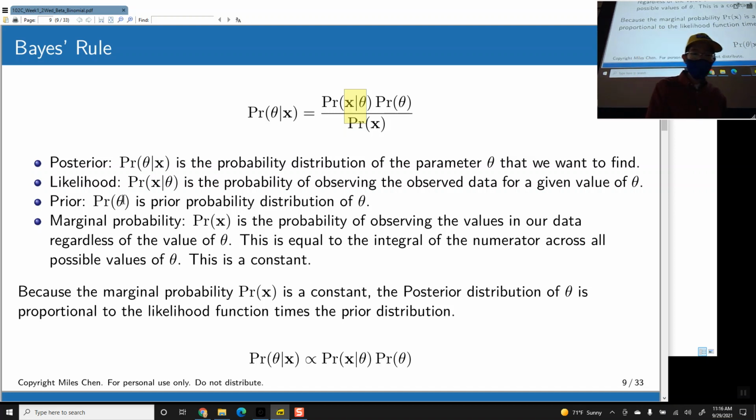Okay, we have the prior. We've talked about this. This is the prior probability distribution of theta. Before we even looked at the data, what was the distribution? What did we believe was the distribution of theta?